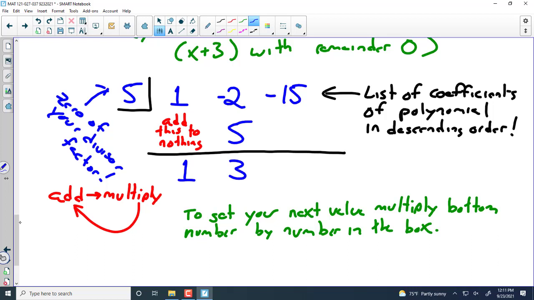What's the next step? Now when you multiply, you always go back to the box to multiply, but you use your most recent number down here. So, to get your next value, multiply the bottom number, your newest number on the bottom row. Our newest number on the bottom row is 3. We multiply that by the 5 up here. What's 3 times 5? 15. What's negative 15 plus 15? Does anyone know what that 0 represents? What did I want to get a remainder of when I did this problem? 0. That right there is your remainder.